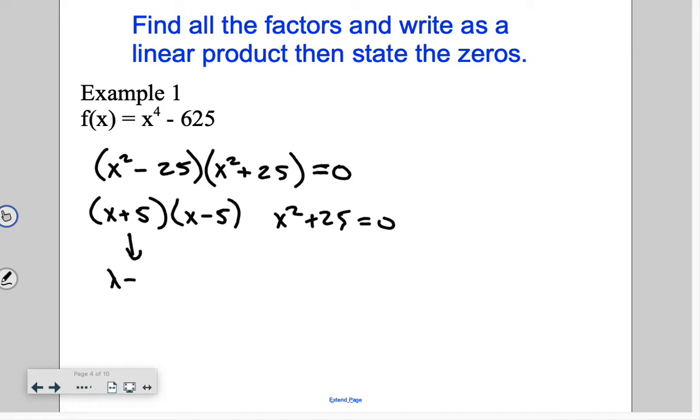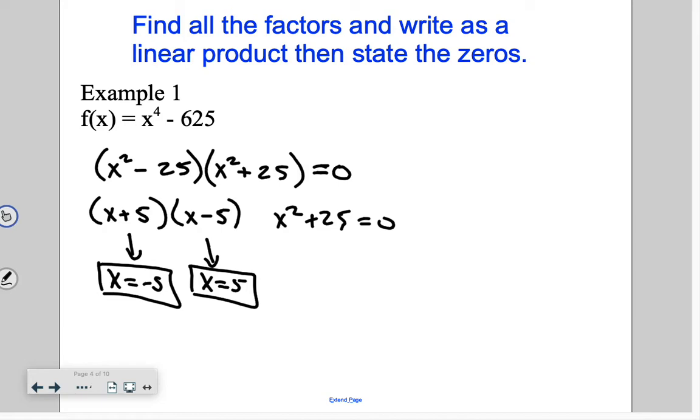One of my zeros is negative 5. Second zero is positive 5. And then we know we've got a fourth degree, so I know I've got a total of 4 zeros. I found 2 of them. The other 2 are going to come from here.